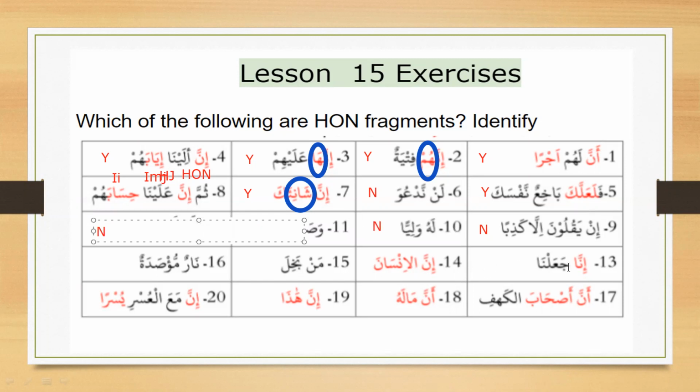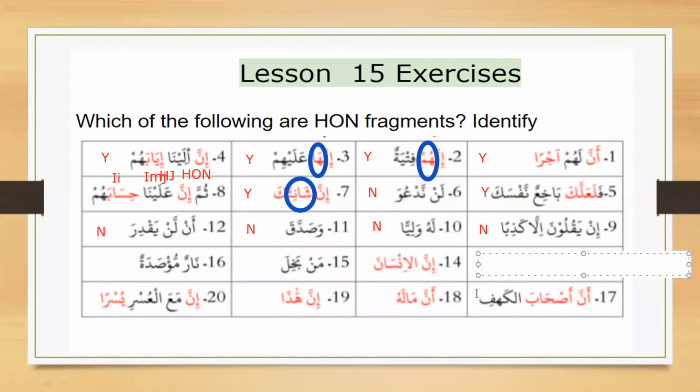Okay, now inna ja'alna. Over here, which harf of nasb can you see? Yes, inna. Ja'alna, because we haven't done fail yet, but I'm telling you that ja'alna is fail. So ja'alna cannot be ism. Okay, so if inna is there, you need to find its ism within this word. Do you find it?